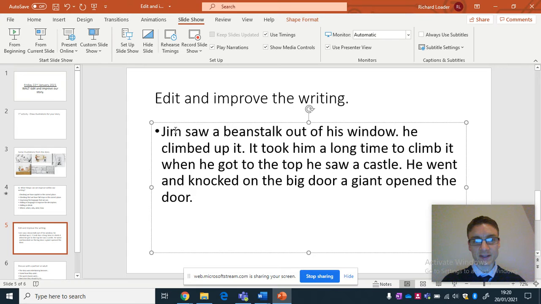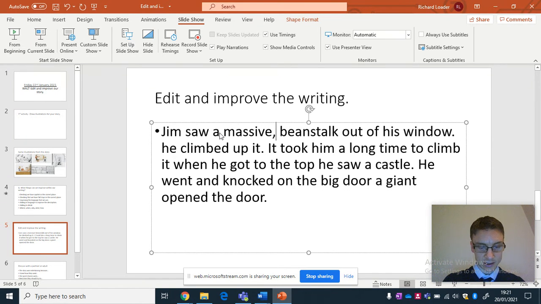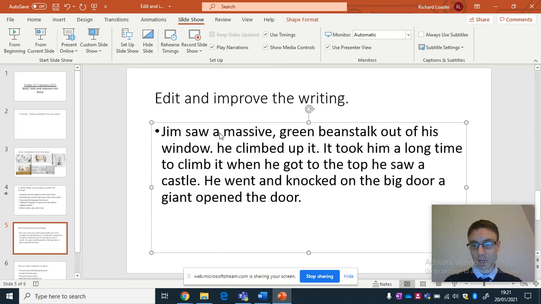So let's look at the first sentence again now. Jim saw a beanstalk out of his window. Now, there are two nouns in that sentence, beanstalk and window. So we could at least describe one of them. So we could use a massive green beanstalk. Hopefully you've remembered that is an expanded noun phrase. Okay, now we've got a full stop and we need a capital letter, don't we?